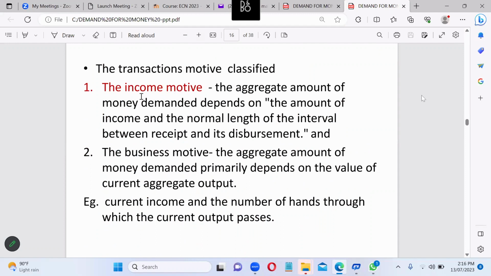So the main thing is income. Only once income is motivated will the transaction also be motivated. Otherwise, transaction is not motivated. Did you understand?